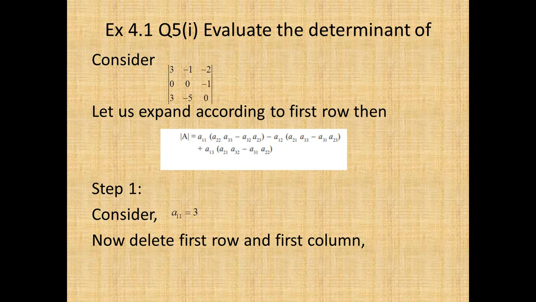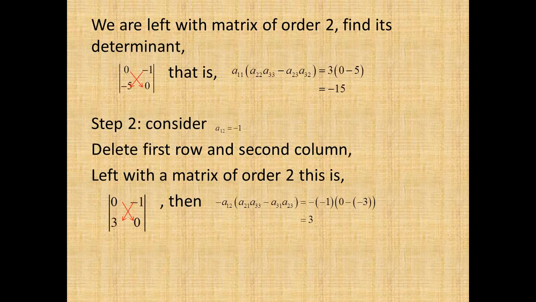I know the formula, I have written it over here, and I will also proceed step by step. Step 1: consider A11, which is 3. The sign will be minus 1 to the power 1 plus 1, so minus 1 to the power 2, which is positive, so I have written it as positive. Now I delete the first row and the first column. We are left with a matrix of order 2. Find its determinant: as I have put the arrows, I cross multiply and multiply the determinant with the element A11. I get the answer minus 15.